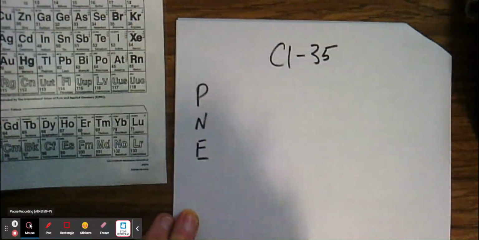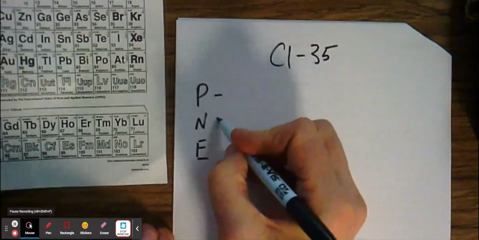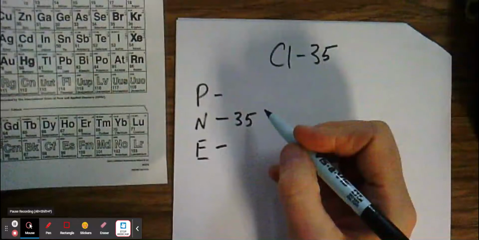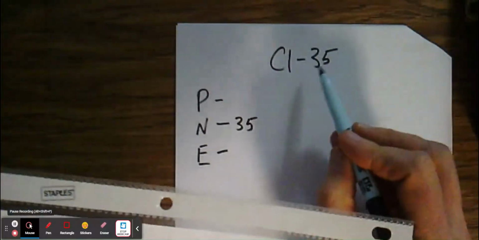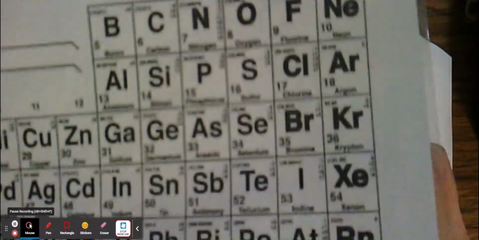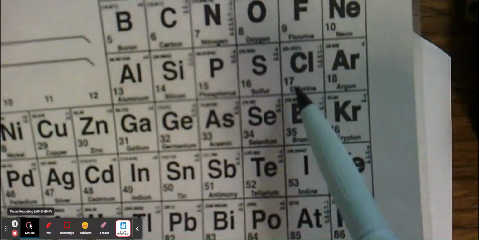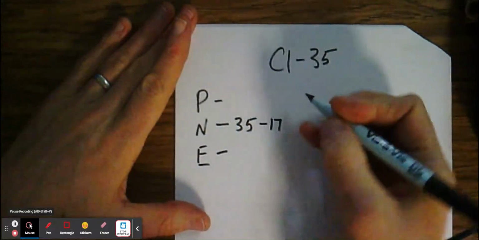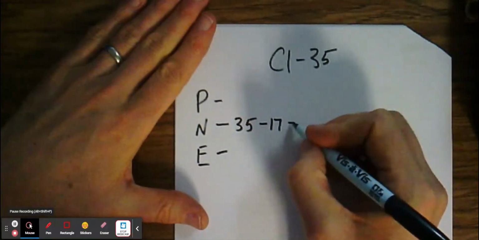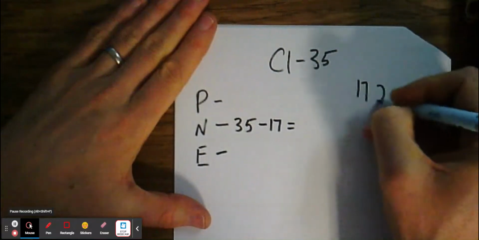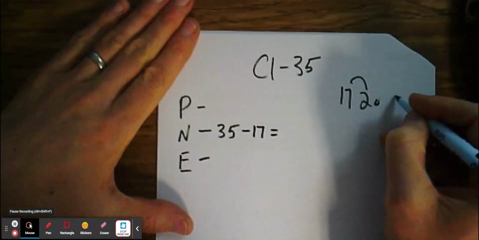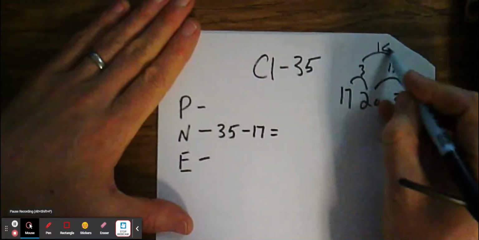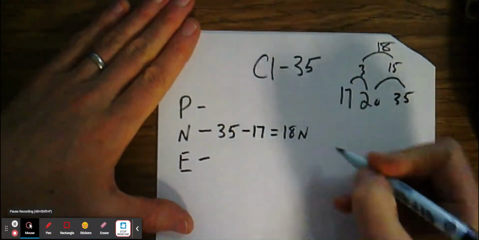All right, here's another one. Chlorine 35. All right. So I know my mass number is 35. There's chlorine. I'm looking at that number right there. That's 17. So what's 35 minus 17? Well, 17 to 20 is 3, and 20 to 35 is 15, so these two is 18. So that means I've got 18 neutrons.